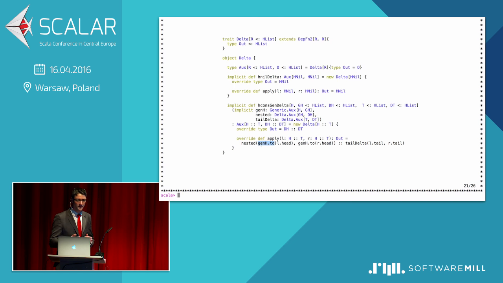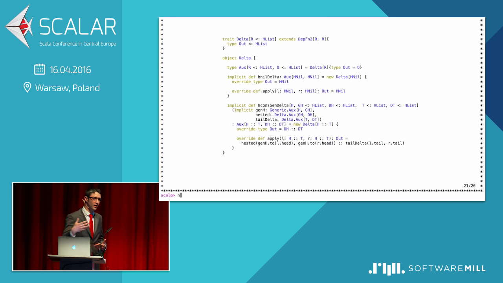The problem is there are types that do not have generic representations. String, ints, doubles, Java types. And so they wouldn't be handled by this type class if we don't add some case. But on the other hand, if we reuse the hcons delta from just before, there will be an ambiguity because a type that has a generic representation can also fall into the case where we don't need a generic representation. And so there will be an ambiguity.